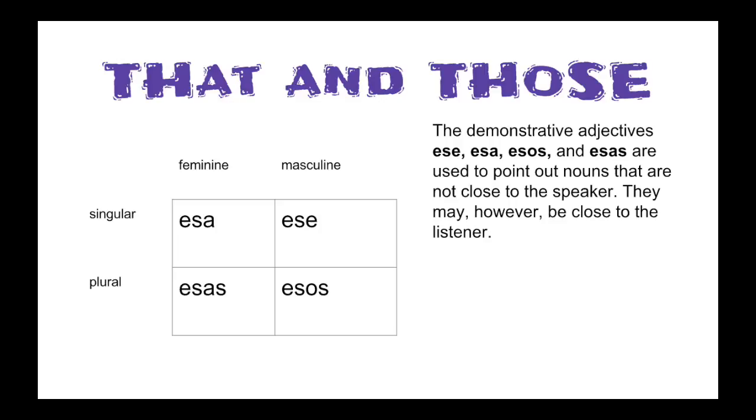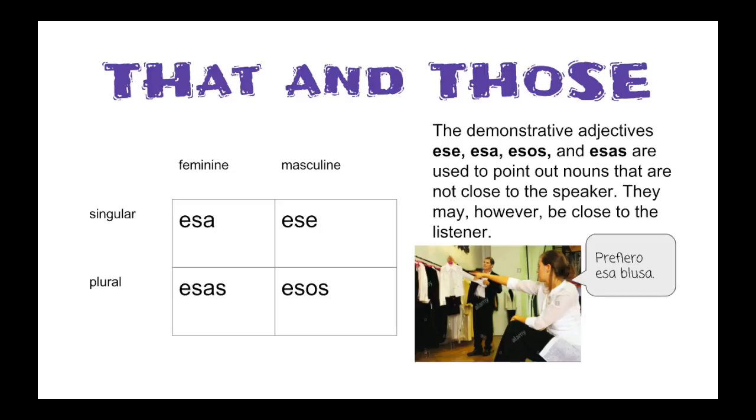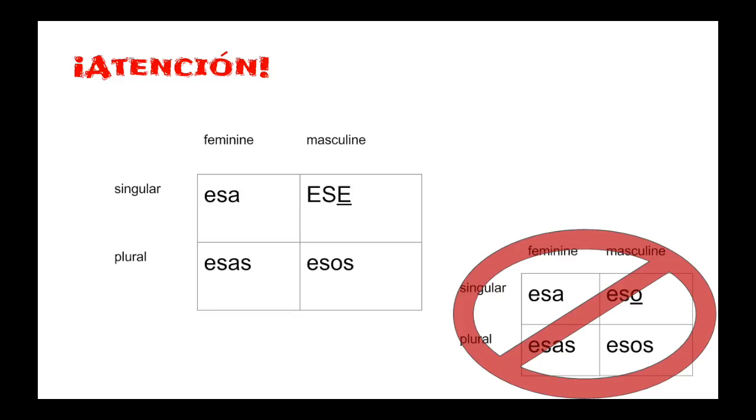The demonstrative adjectives ese, esa, esos, and esas are used to point out nouns that are not close to the speaker. They may, however, be close to the listener. Look at the example. Prefiero esa blusa. You can see that the blouse is not close to the speaker, however, it is closer to the listener. Again, note that the masculine singular form does not end in an O, it ends in an E, ese.